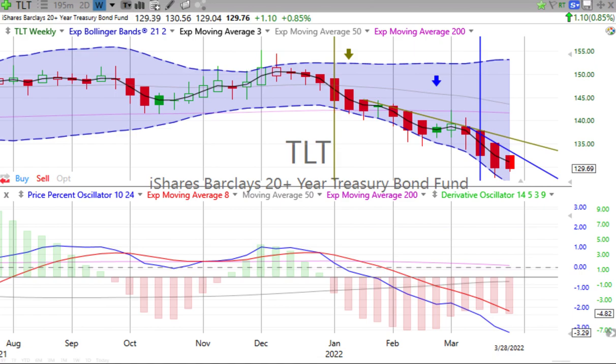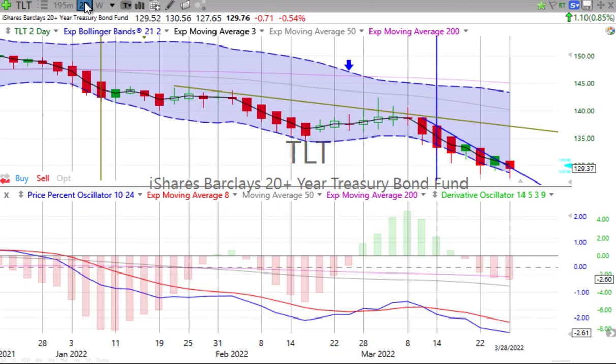What do we see with 20-year bonds? Up for the day, 0.85%. Now we do see a red down candle forming. Why would you have that starting the week off if TLT was up? Because this is a Heikin-Ashi candlestick and it shows us the average pace, not reaching a lower low. But you do see that price percent oscillator still heading down, derivative oscillator gaining downward momentum, continue to oscillate from those many weeks of, well, 3 weeks of down movement.